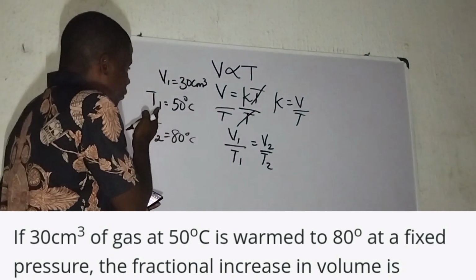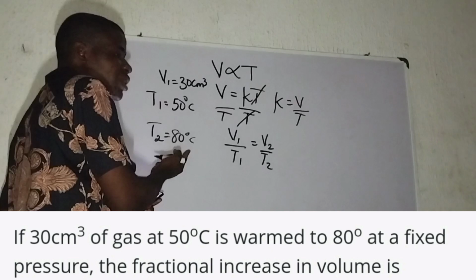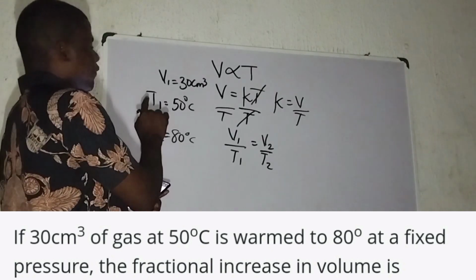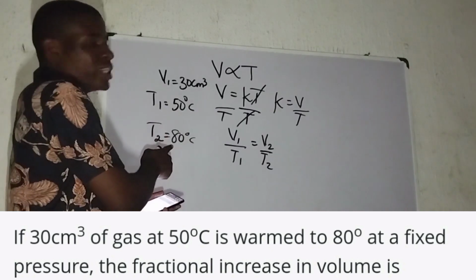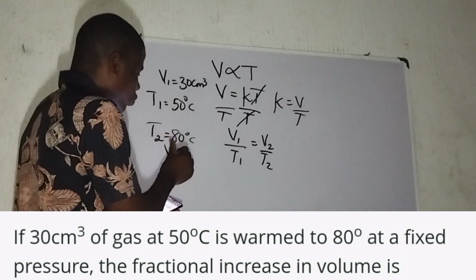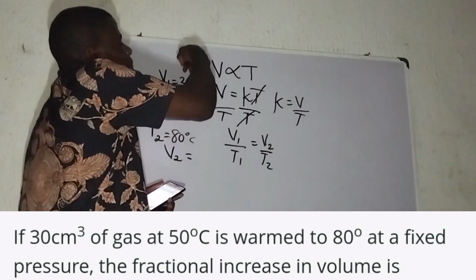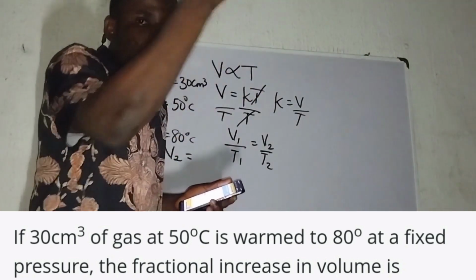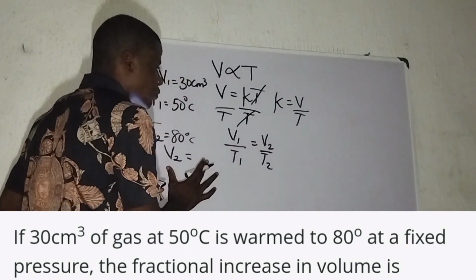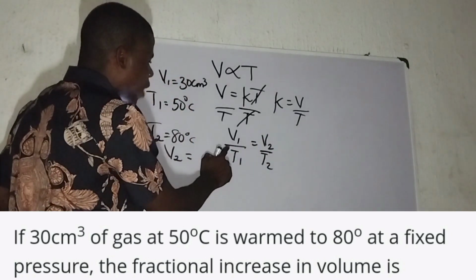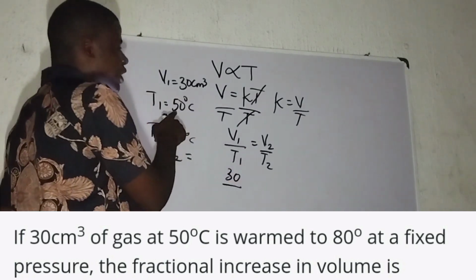Watch. The first temperature is 50 degrees centigrade. The second one is 80 degrees centigrade. So if temperature increased from 50 to 80, definitely V2, that's the first thing we are going to find, should equally increase from 30 to a certain value that I don't know. So I'm going to use this formula to find the value of V2. Does it make sense? So I have V1 over T1. V1 is 30 and my T1 is 50 degrees centigrade.